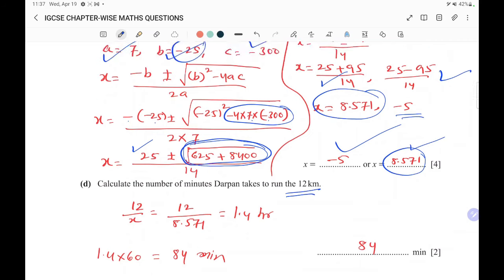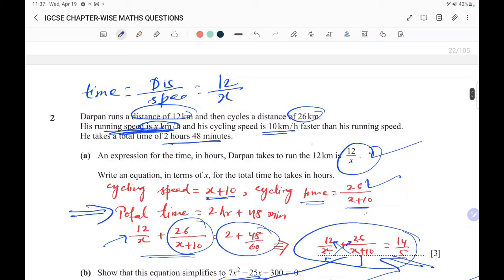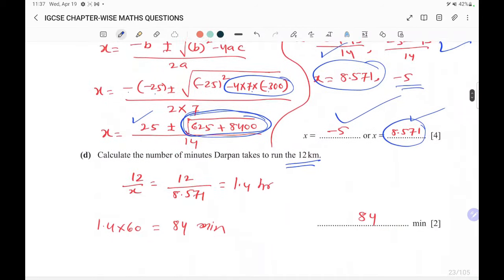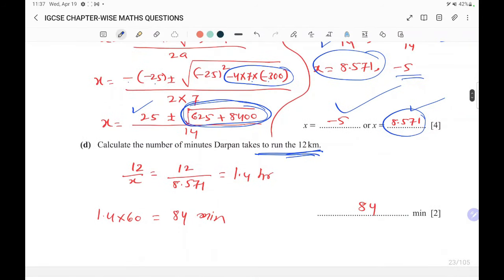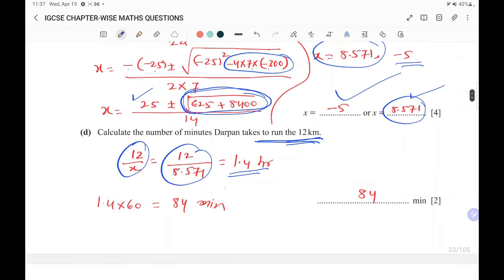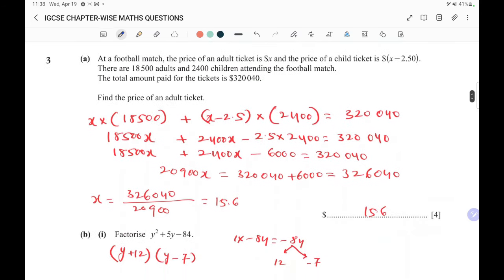So the time for Darpan for running time is 12 over x, right? He is asking about running time, so that is 12 over x. So 12 over 8.571, which is 1.4 hour, and 1.4 hour, you just need to multiply by 60 to get it in minutes, because they're asking in terms of minutes, and this is crucial to give the answer in terms of the required unit. If it is saying minutes or seconds, then we have to respond accordingly. So 84 minutes will be the answer.